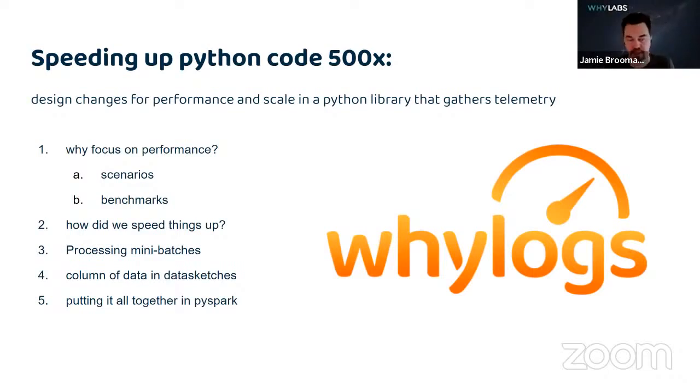I'm going to tell you a little bit about my experience of working on design changes that led to a major version bump of the open source project YLogs. While the focus of this talk isn't on the library itself, it's helpful to know a little bit of context about the library. So YLogs is an open source Python library used by data scientists and engineers to profile data and help people monitor machine learning in production.